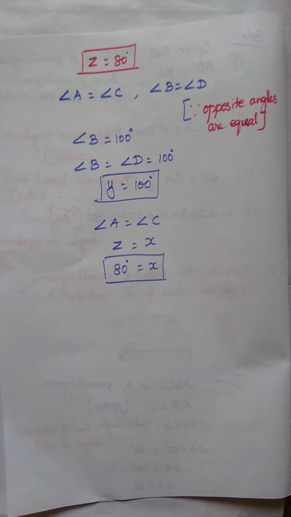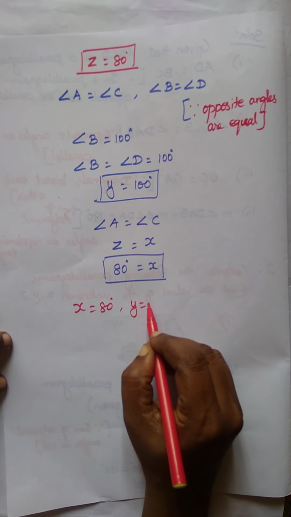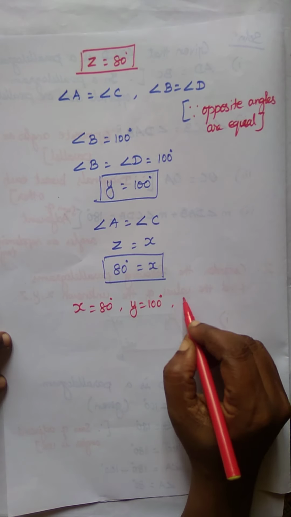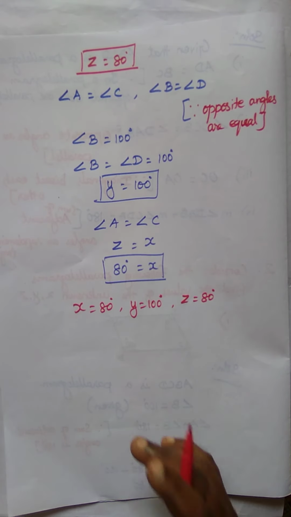Write the final solution. X equal to 80 degrees, Y equal to 100 degrees and Z equal to 80 degrees. Okay, this is the solution. So, three angles are that.